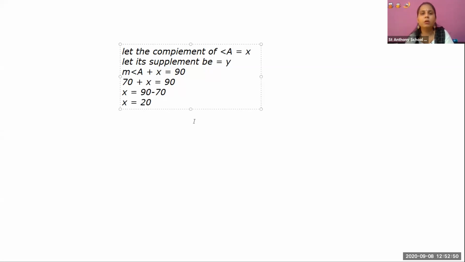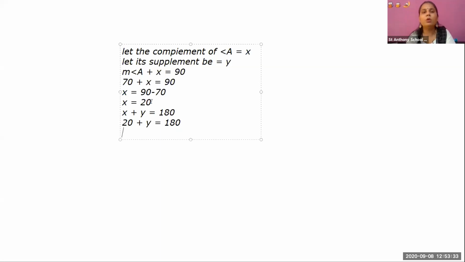Now, we have to find the supplement of the complement of angle A, right? So what did we get as the complement of angle A? 20, right? Complement of angle A is equal to 20. Now to find the supplement, x plus y is equal to 180 degrees. The value of x is 20, so 20 plus y is equal to 180 degrees.